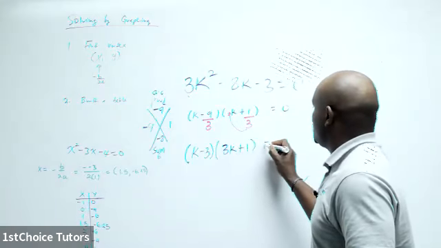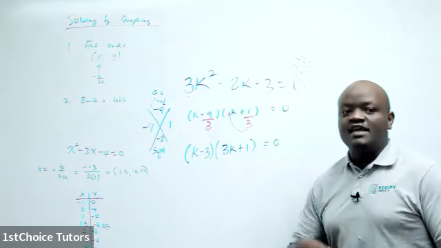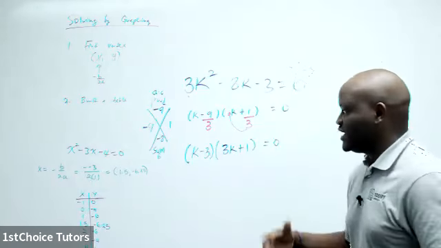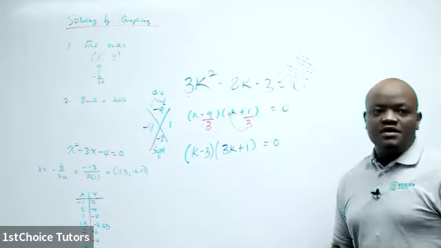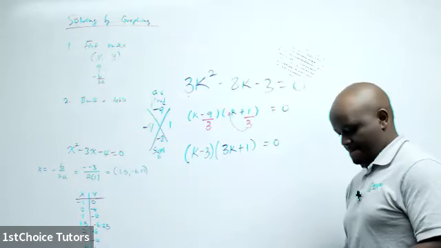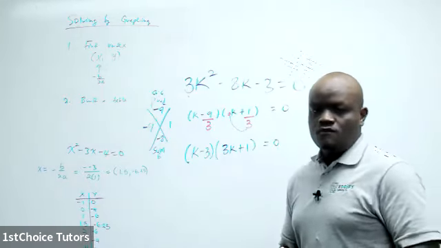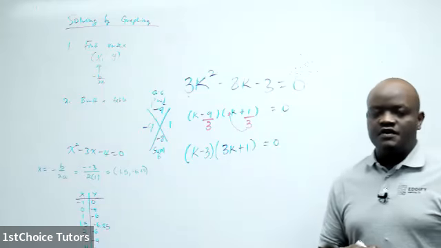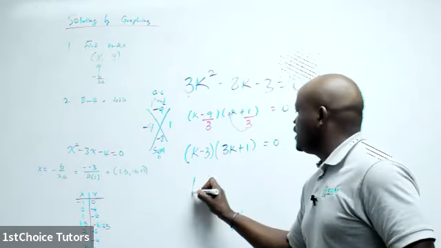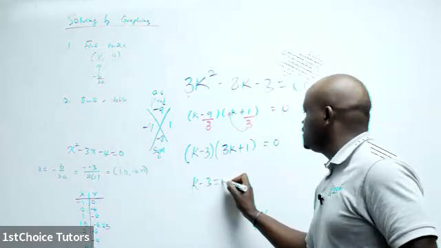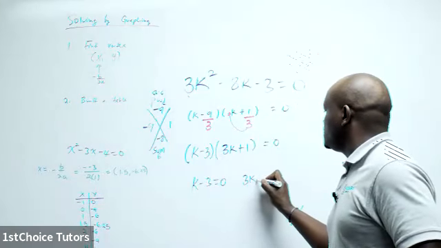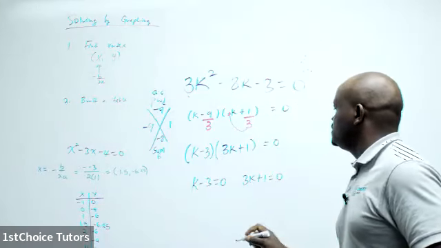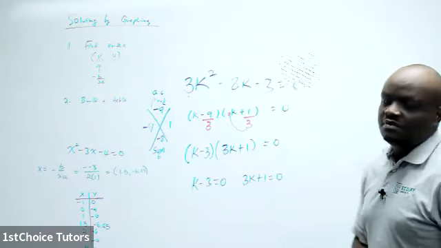The reason why teachers don't like this is it's like a hack. It's not really a mathematical process. But yeah, now we need to solve for K. So we put both of them equal to 0, each one equal to 0. Very good. So K minus 3 equals 0, and 3K plus 1 equals 0. Let's solve for K on each one. You tell me what you've got.